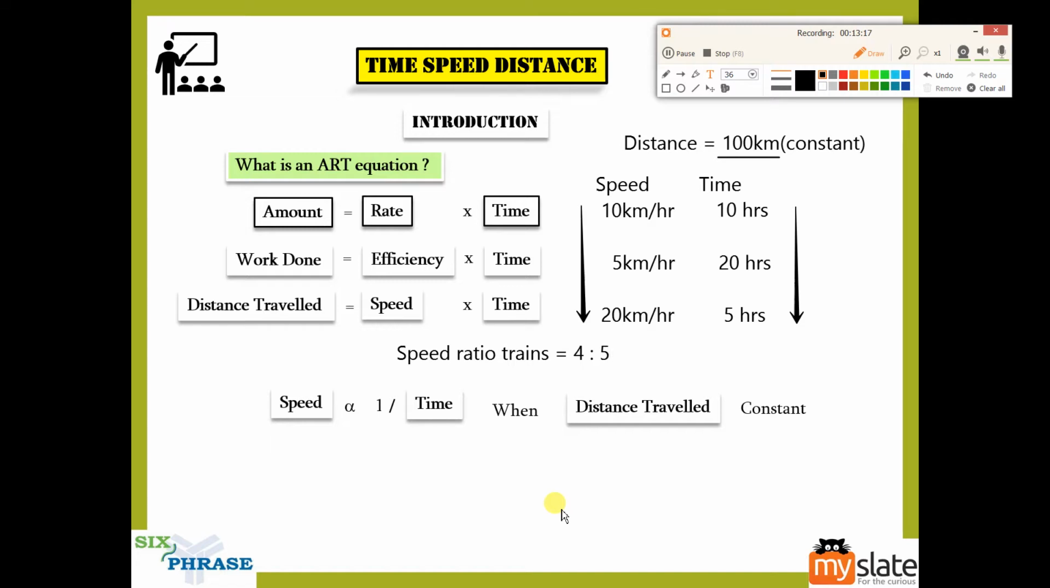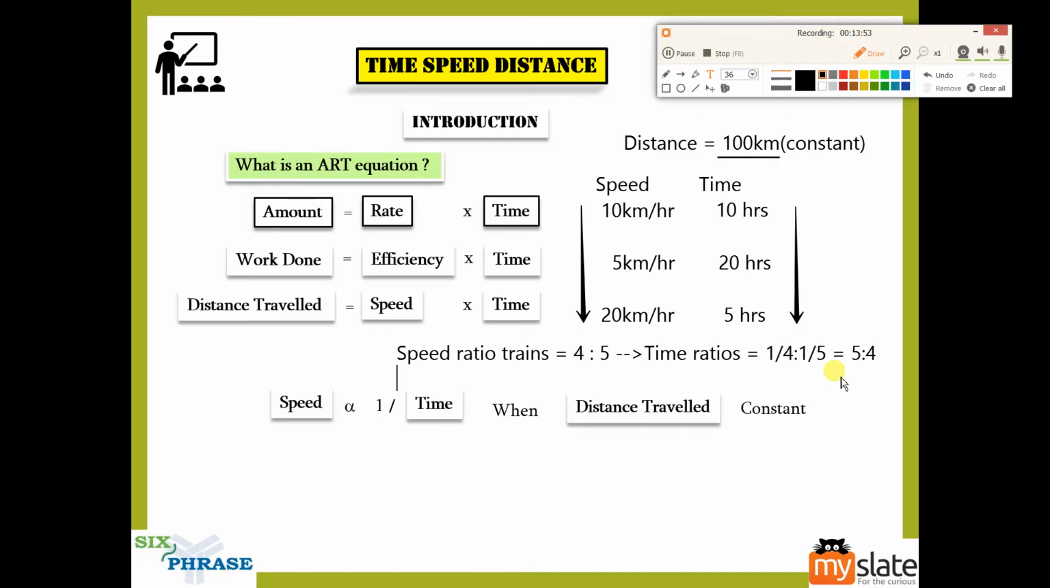So speed ratios are like this. You know inverse, right? Time ratios are inverse. So the time ratio of those trains will be equal to 1 by 4 is to 1 by 5. Now 1 by 4 is to 1 by 5 is nothing but 5 is to 4. So if the speed ratio is 4 is to 5, the time ratio is 5 is to 4. Or if you know the time ratio, they say it is 5 is to 4, then the speed ratio is 4 is to 5.